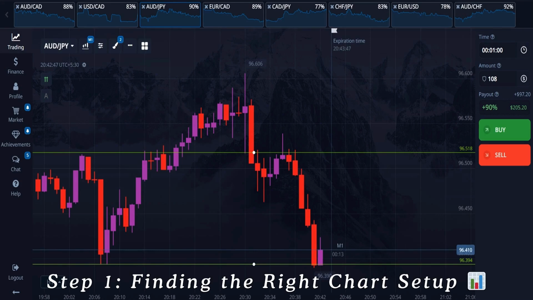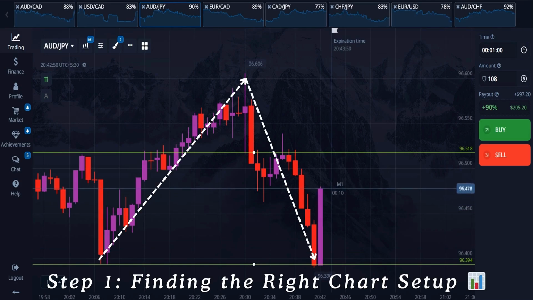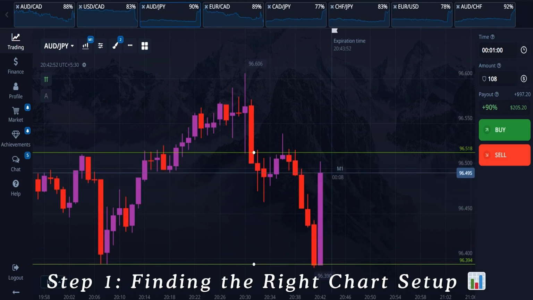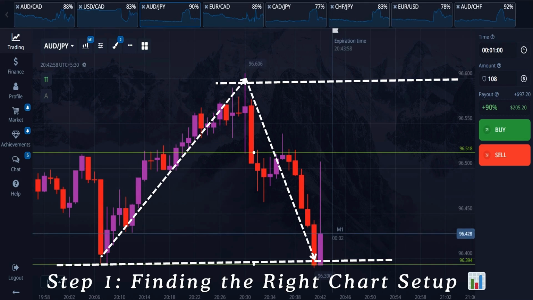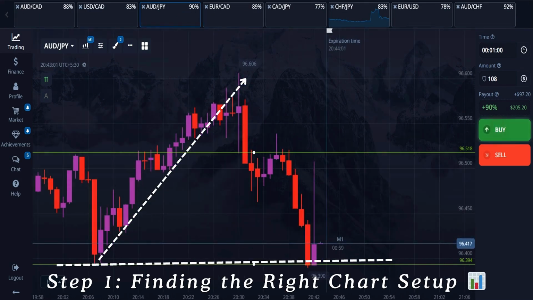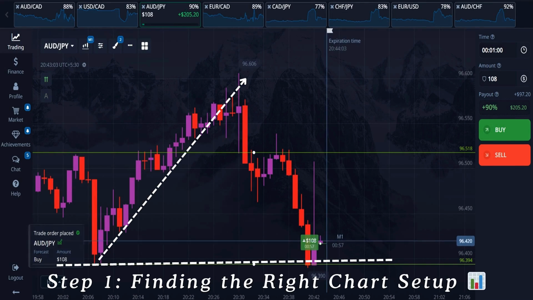To use this strategy, first, find a chart where the market is moving in a zigzag pattern. Look for a strong support or resistance level where the price has previously reversed with strong momentum. Look at the chart on your screen. This is a strong support level where the price has previously bounced back.